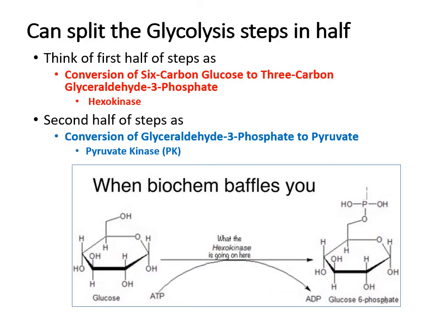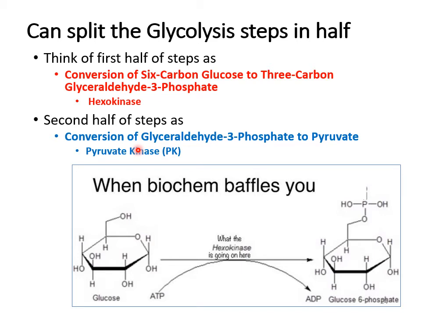Because glycolysis has so many steps to it, again, remember it's 10 steps, and each step has its own enzyme. A lot of times when studying or researching it, it makes it easier when we split the steps of glycolysis in half, and we think of the first half as the conversion of that glucose, which we said is 6 carbons, to a 3-carbon intermediate, glyceraldehyde 3-phosphate. And so that will be the first half of the steps.